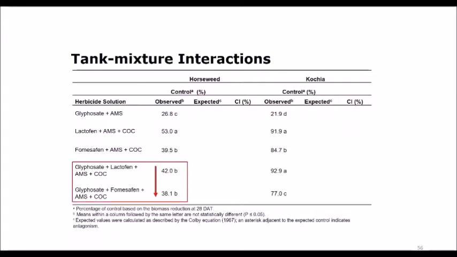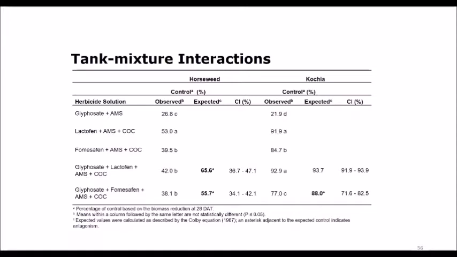You can see a decrease in the overall efficacy of those PPO inhibitors for horseweed, and a decrease in the efficacy of the fomesafen for the kochia. So we get a little bit of an idea what we're expecting here. We plug in the numbers of the products by themselves through the Colby equation and calculate our expected values. For the horseweed with the lactofen plus glyphosate, we're expecting 65% control. We observe 42% control. We see an antagonistic interaction there, and the same thing with the fomesafen plus glyphosate.